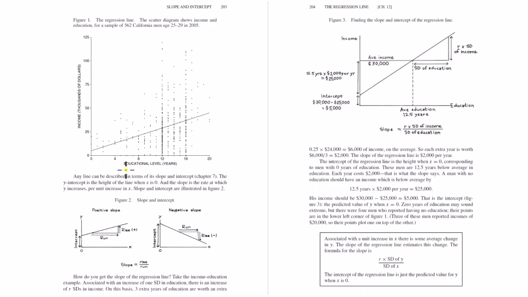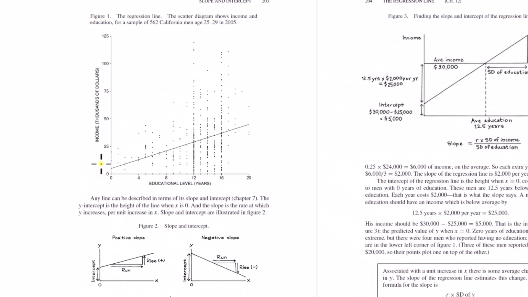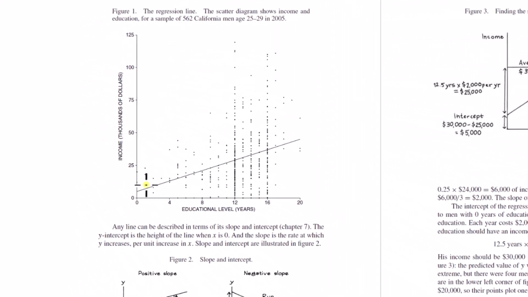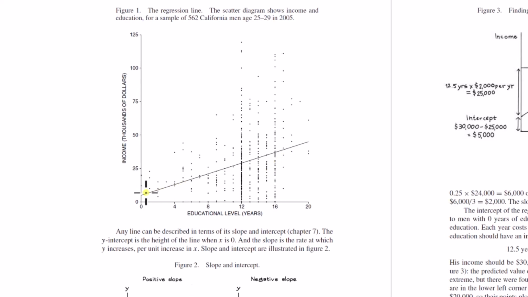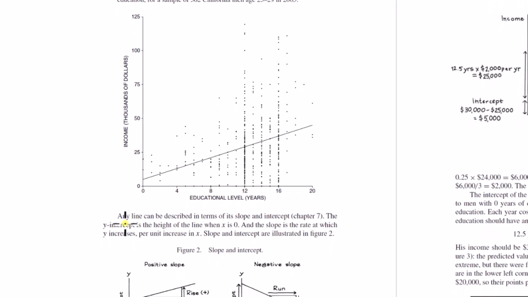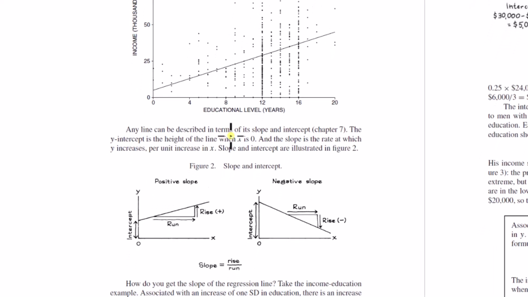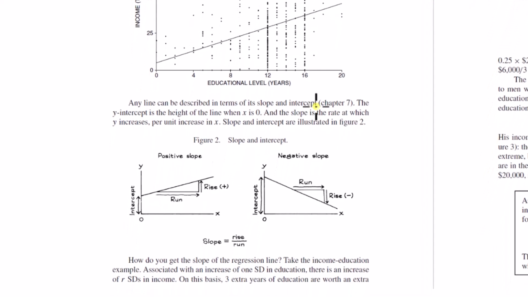Okay, so you have educational level and income, and you've got this heteroscedastic scatter plot, which you would think would probably be better with an exponential regression or something, but you could still do a linear regression, that's fine. Okay, so it says, any line can be described in terms of its slope and intercept. Yeah, so we already talked about this.